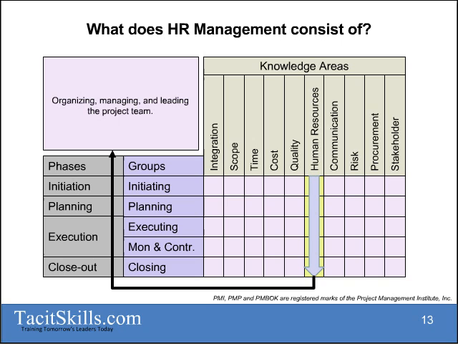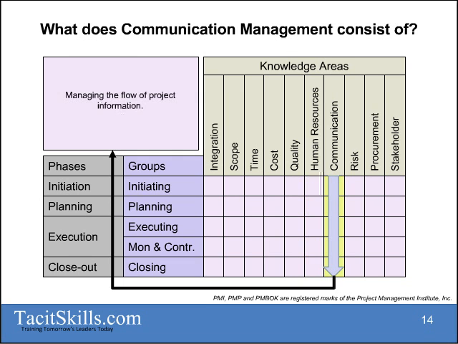So that means we have to determine where we're going to get the people, how we're going to get them, how we're going to develop them, how we're going to release them at the end of the day. Our communications, and the communication knowledge area is all to do with how we manage the flow of information on our project. And that information flows from the project team to the stakeholders in the form of reporting, but it also flows from our stakeholders to the project team, mainly in the form of the requirements on the project.